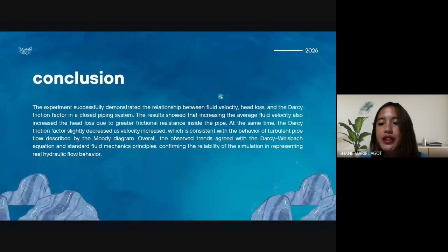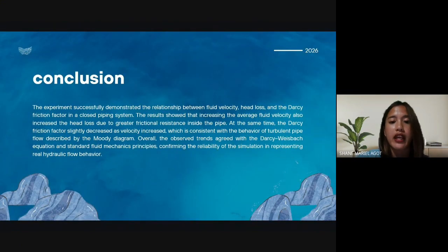Okay, for our conclusion, the experiment successfully evaluated the effect of fluid velocity on head loss and Darcy friction factor in a closed pipe system. The results show that increasing the average fluid velocity from 161.54 to 200.84 centimeters per second also increased the head loss from 56.70 centimeters to 81.90 centimeters. This confirms the direct relationship between velocity and energy loss described by the Darcy equation. The experiment also showed an inverse relationship between velocity and the Darcy friction factor.